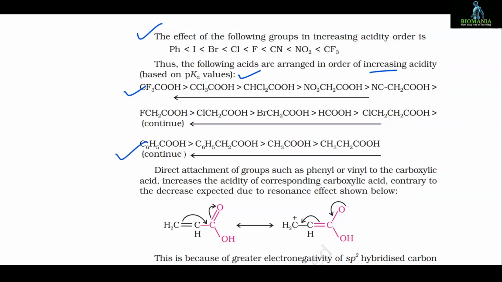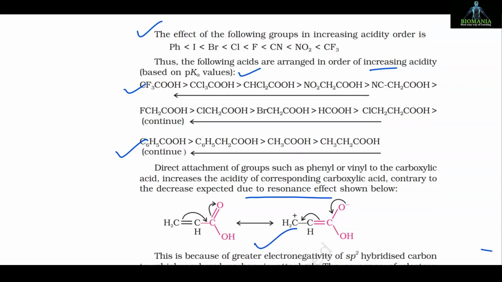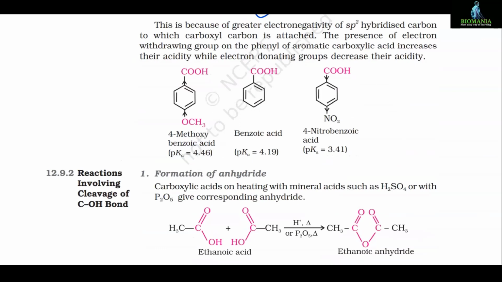Direct attachment of groups such as phenyl or vinyl to the carboxylic acid increases the acidity of the corresponding carboxylic acid, contrary to the decrease expected due to the resonance effect shown below. This is because of the greater electronegativity of the sp2 hybridized carbon to which the carboxyl carbon is attached.